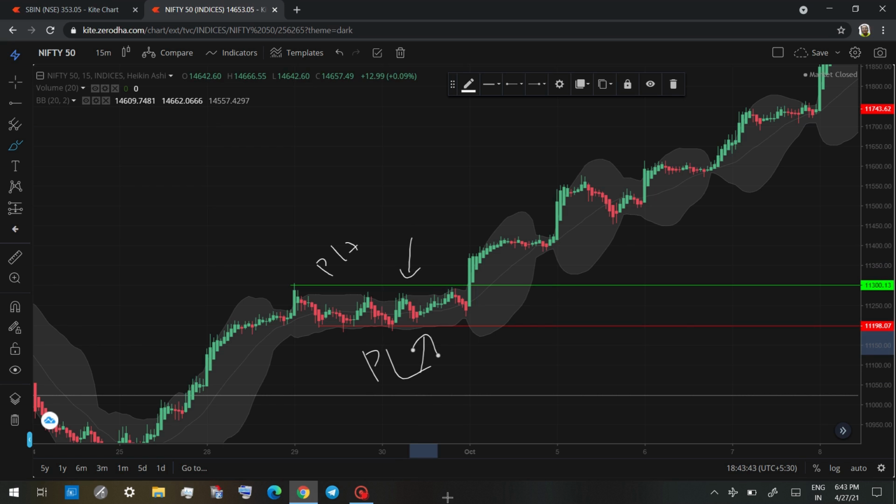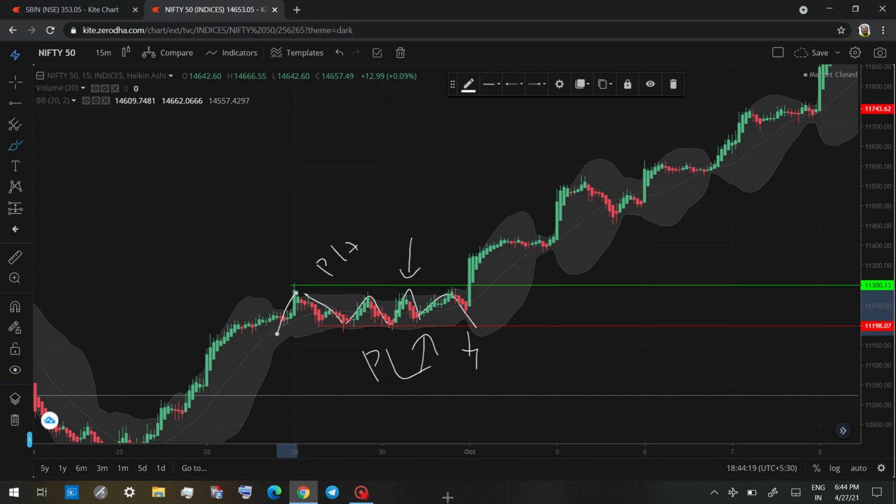In this case, just wait for confirmation from the candle. Either it should break the previous high or it should break the previous low. Don't try to trade in this. You can take a trade only for swing trading. Just go for a swing trade only. Only a swing trade is possible here.